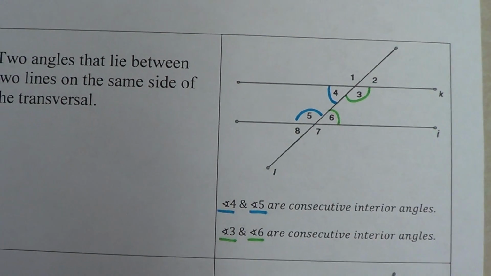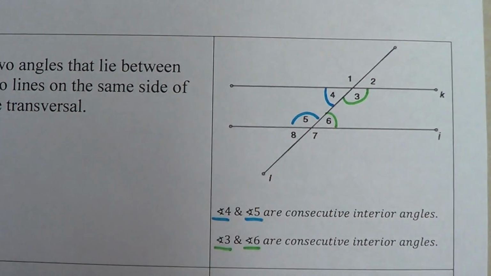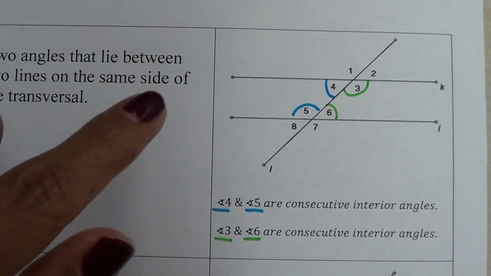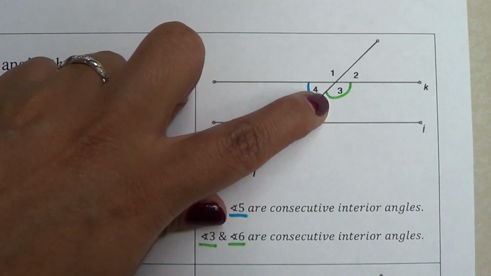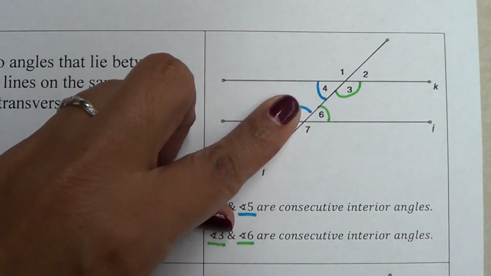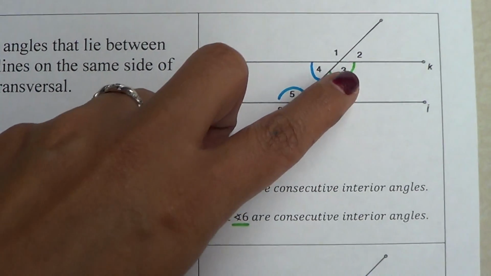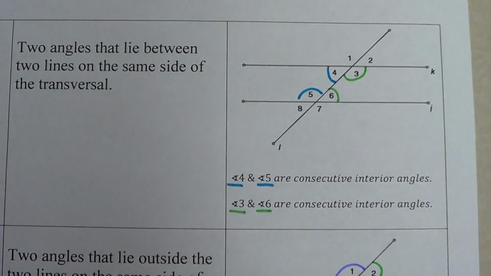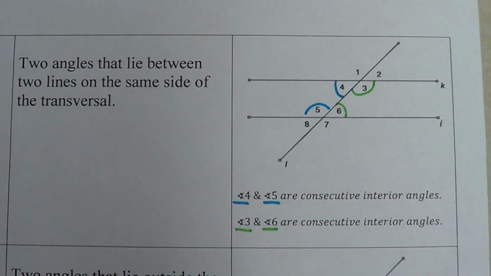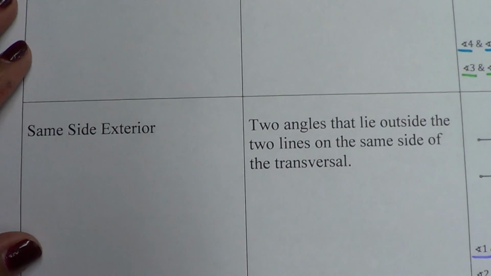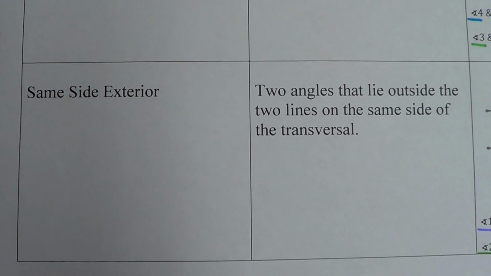The same thing can be said for angle 3 and angle 6. They are inside the 2 parallel lines. Okay, you see how they're on the inside, and they're also on the same side of the transversal. They're on the right side of the transversal. So we would call those consecutive interior angles. All right. Same side exterior angles.